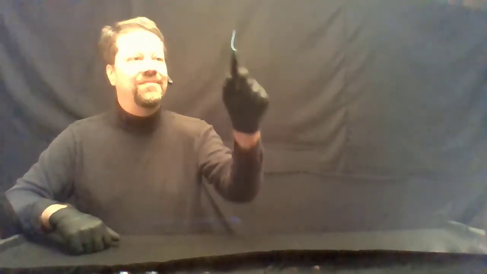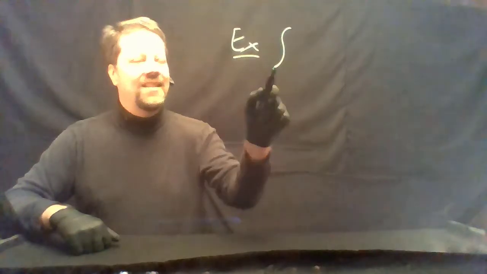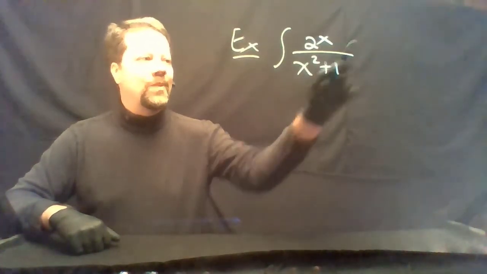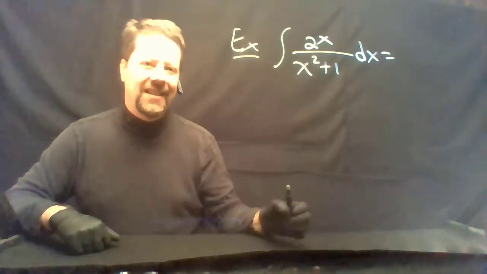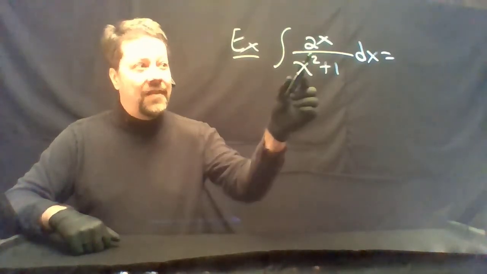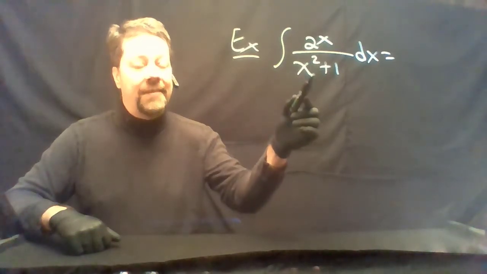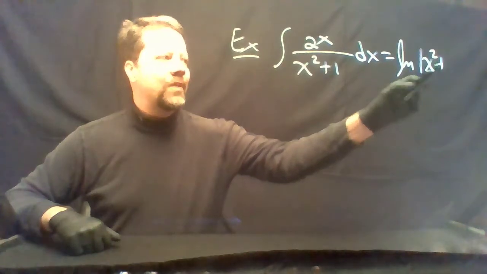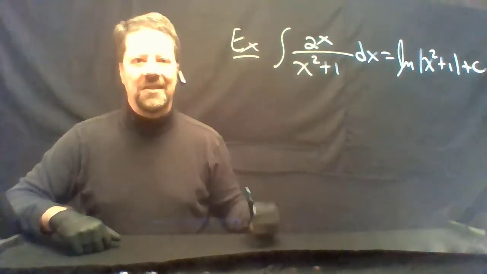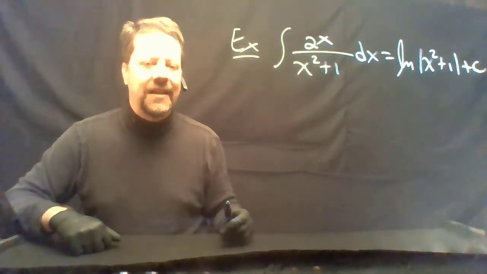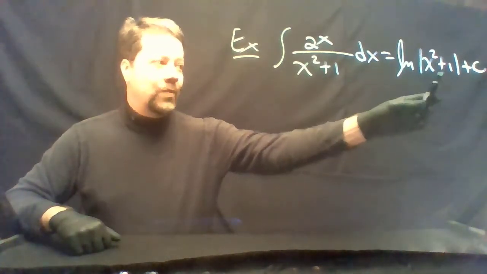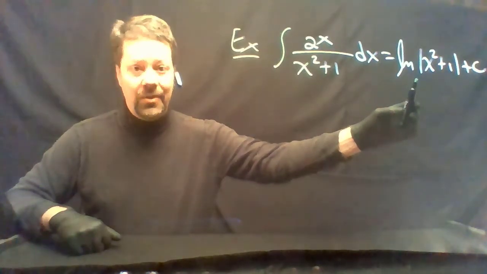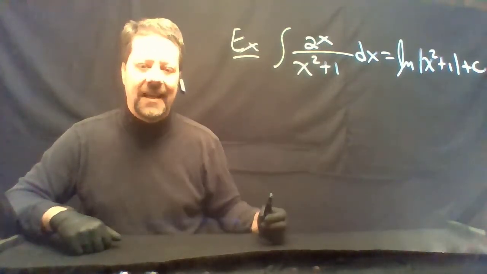As a quick example, suppose I'm integrating 2x divided by x squared plus 1 dx. You can see immediately that the numerator is the derivative of the denominator. So the answer is the natural log of the absolute value of x squared plus 1 plus c. In this particular instance, because x squared plus 1 can't be negative, the absolute value is superfluous, and you may use parentheses instead.